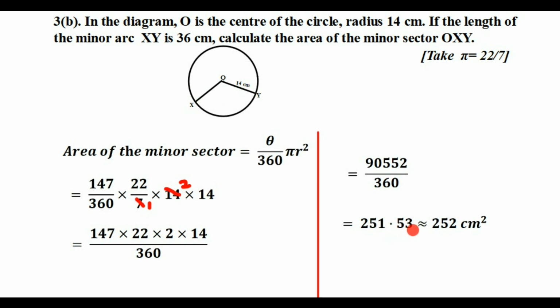As you can see, we have the answer 251.5333. So we can approximate this because the next digit after the decimal point is 5. So we can round it up as 1 and bring it to this place and add that 1 to this, to give us 252 centimeter square. We have it in centimeter square because we are looking for the area of a minor sector, so area will be in centimeter square. I hope you get what we have done in this particular question.